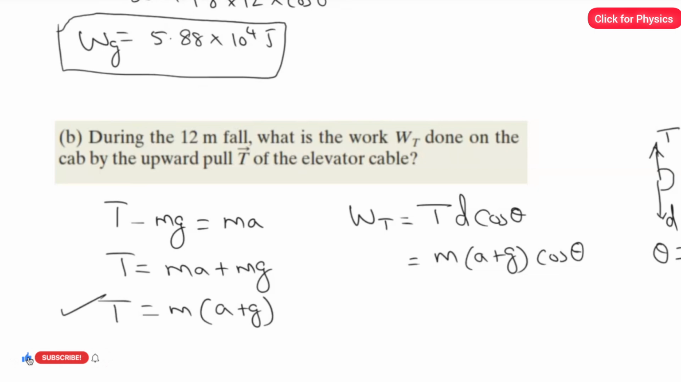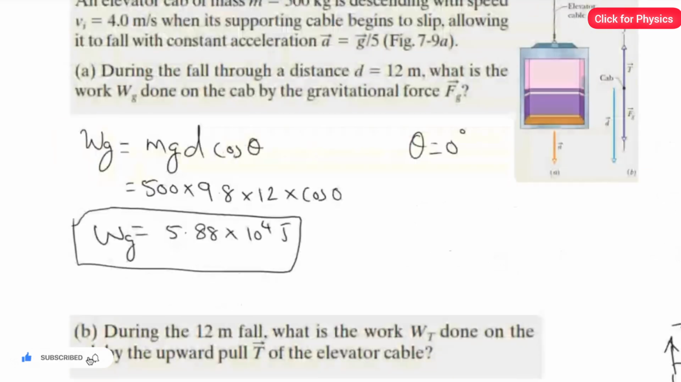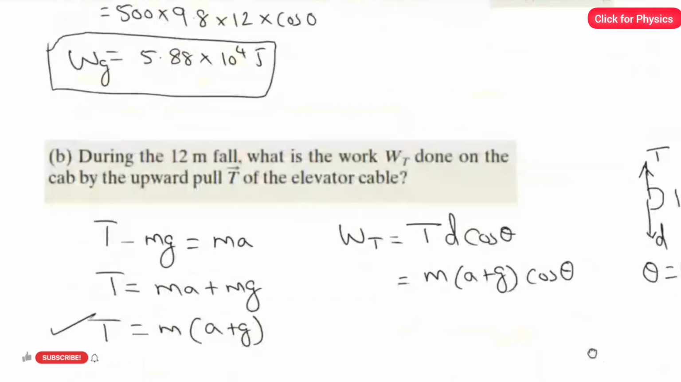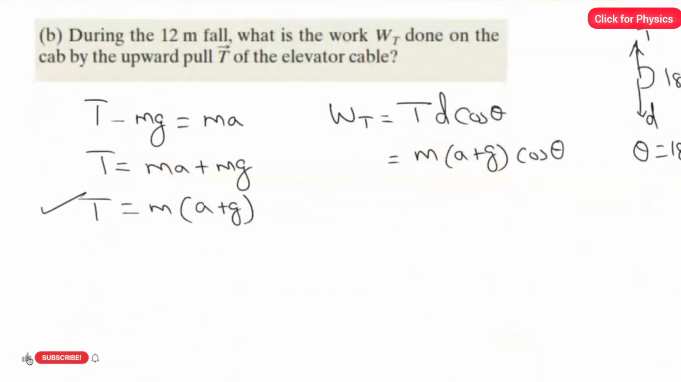But also we have to substitute the acceleration value, because in the question they gave the acceleration a equal to g over 5. So in place of a, I have to substitute g over 5. If you substitute, you will get mass multiplied by g over 5 plus g multiplied by cosine of 180 degrees, and the most important thing, the acceleration is in the downward direction, so we have to use minus here.